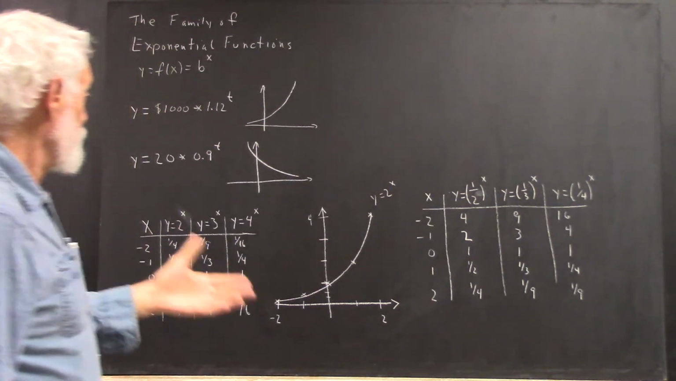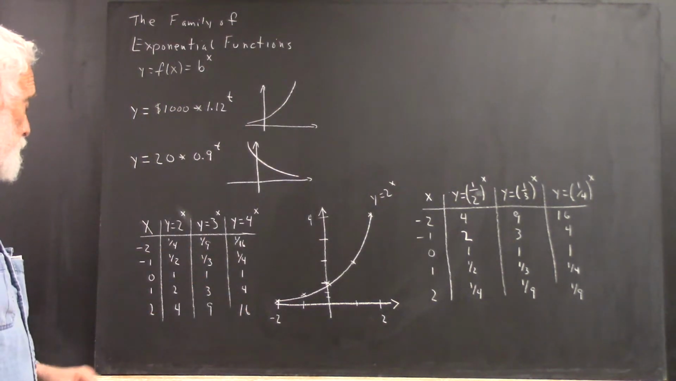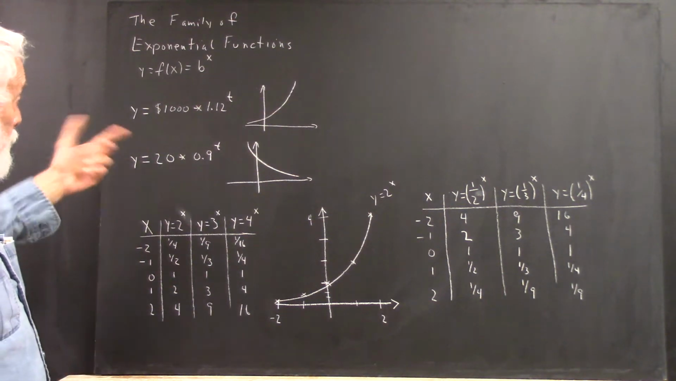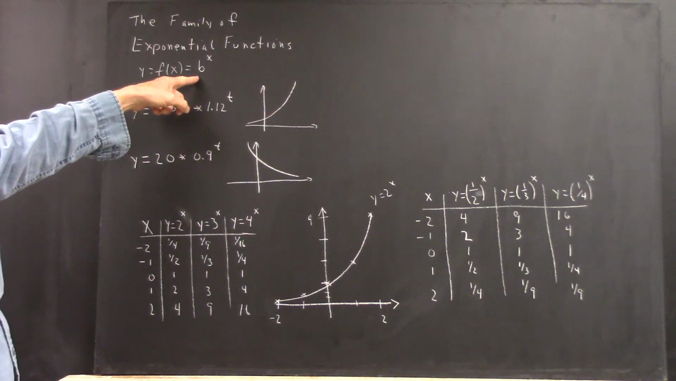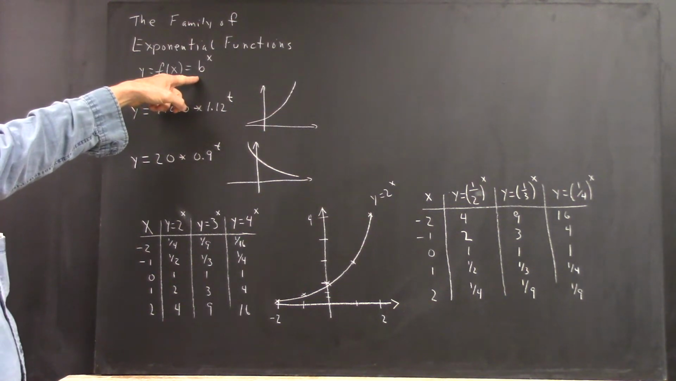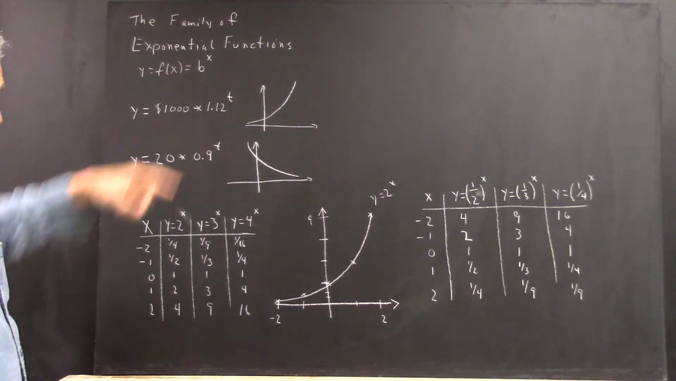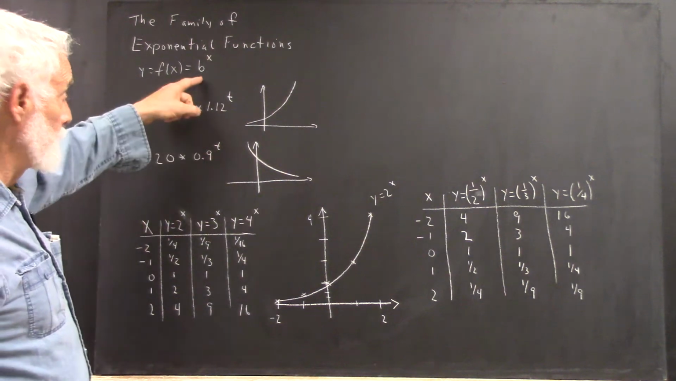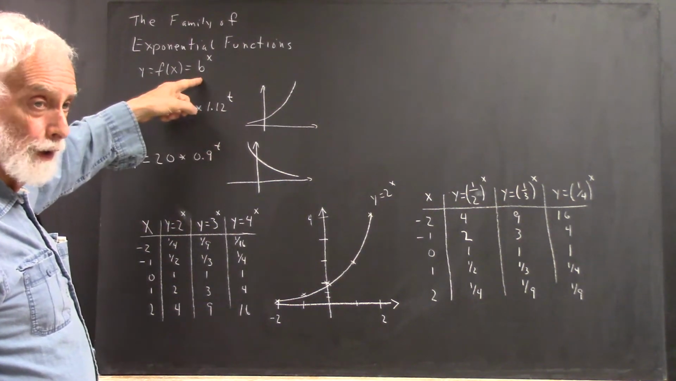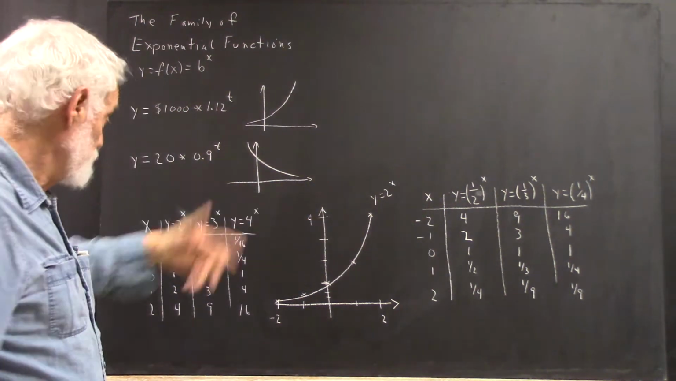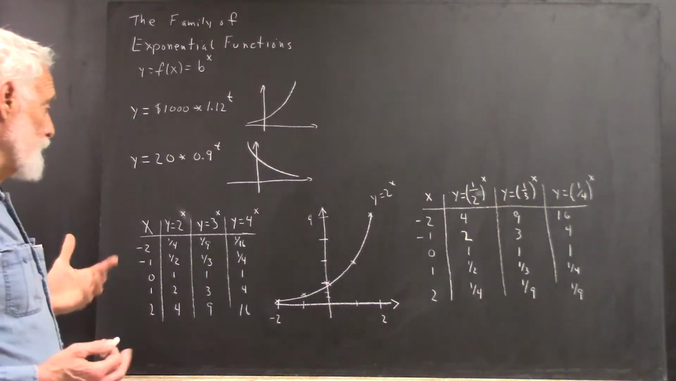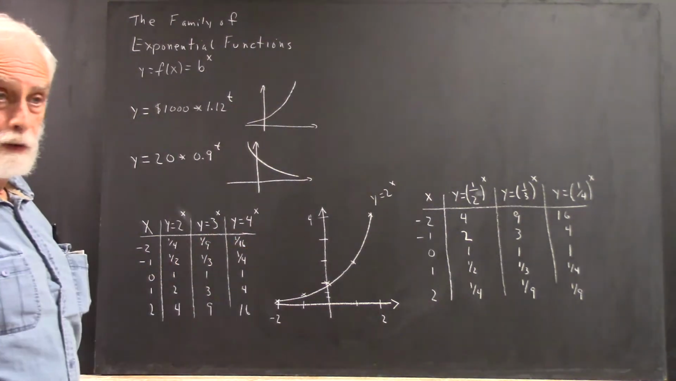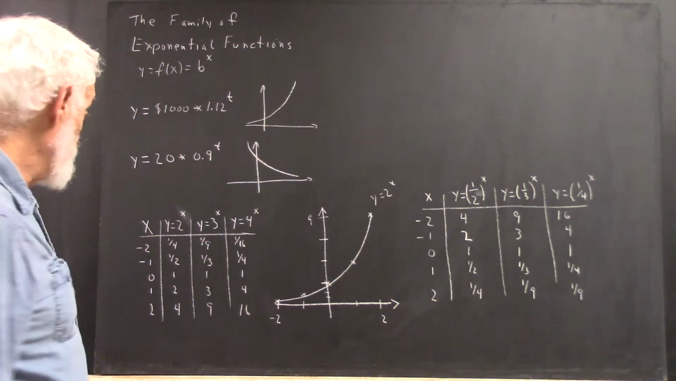Now let's take a look at graphs of a number of exponential functions. Any positive number b that you put in here gives you an exponential function. The one number that's not at all interesting is b equal to 1, in which case y would always be equal to 1. But any other positive number gives you a potentially interesting exponential function.